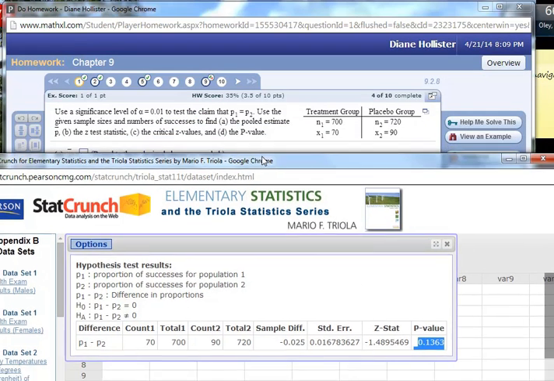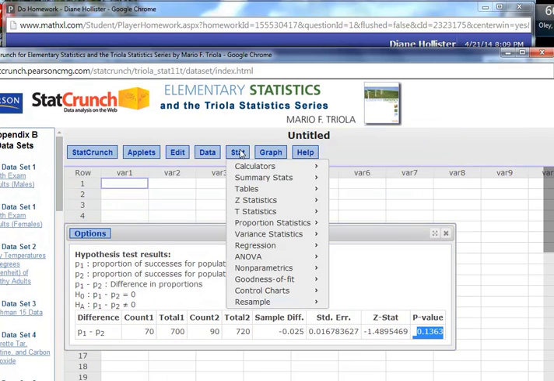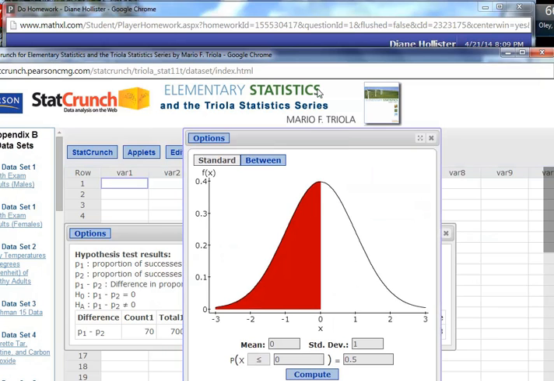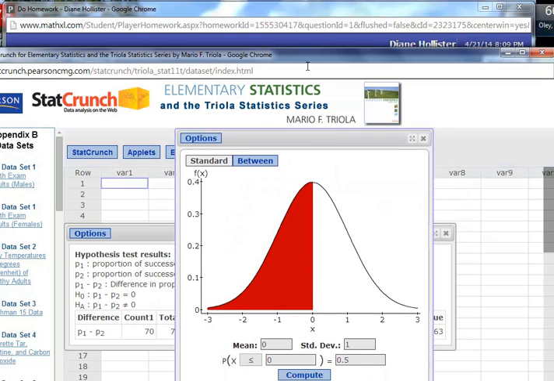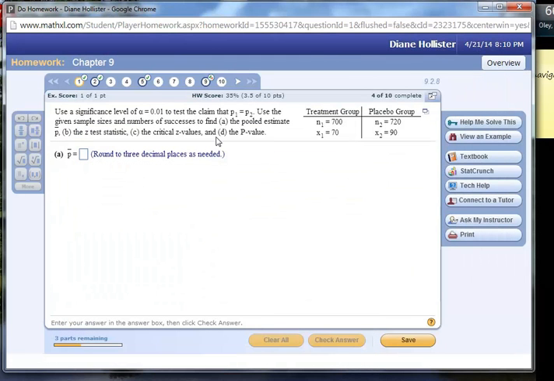Now the other piece of this problem is that it does ask for critical z values. And just as a quick reminder, this goes back to chapter 6. You would go to calculator, normal. And in this particular case, you're going to put 0.5% at either end because it's allowing a total of 1% error. So we would be using 2.575 at one end and negative 2.575 at the other, so negative 2.575 and positive 2.575. Those would be our critical values.